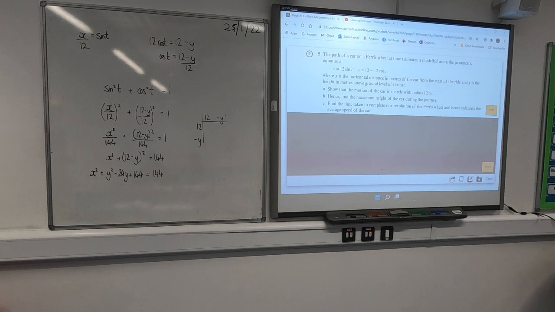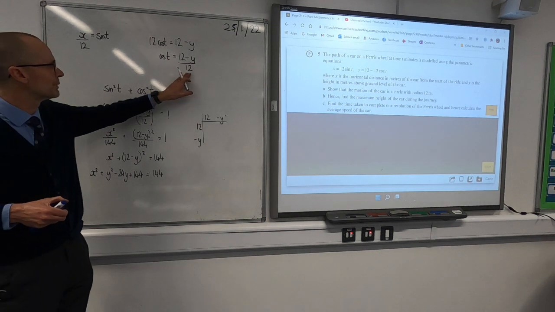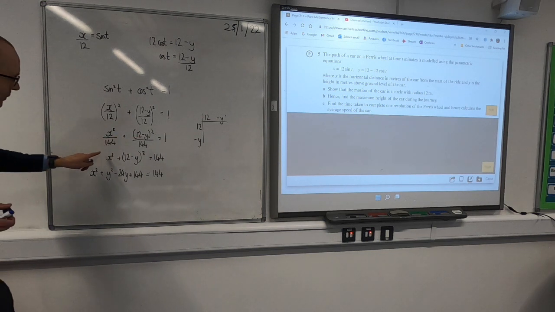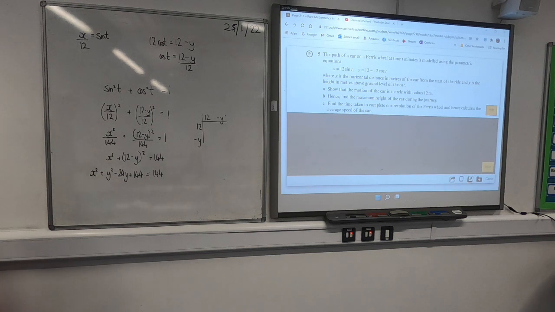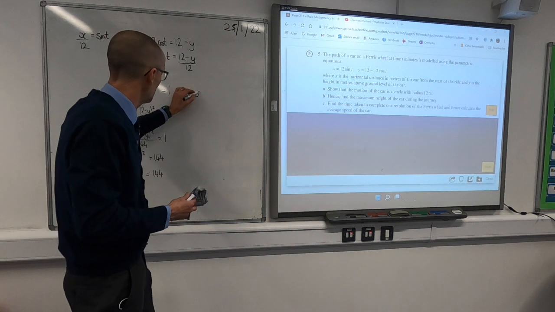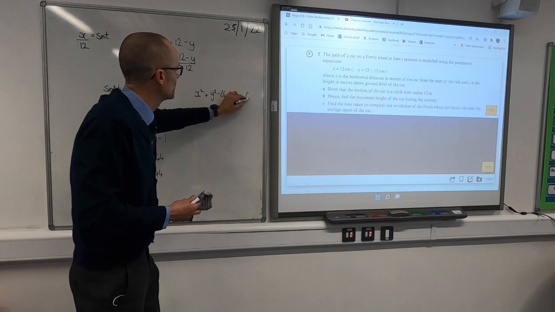So I have rewritten the identity, replacing sine squared with that squared and replacing cos squared with that squared. I squared the fractions but didn't actually multiply that out. Multiplied everything by 144, then multiplied out the brackets. And then the 144s disappear, don't they, which is quite nice. I'm going to carry on over here because I'm out of space. So I've got x squared plus y squared minus 24y equals zero.